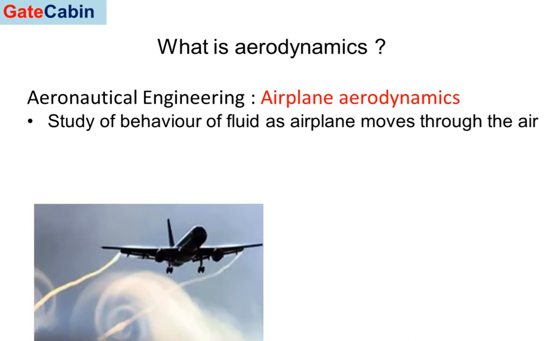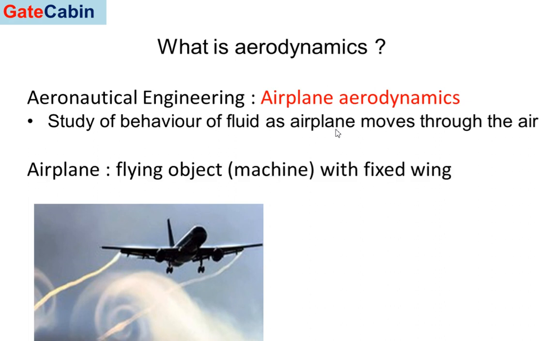Now the second question is, what is an airplane? An airplane is basically any flying object which is moving through the air with a fixed wing. It has a wing which cannot be deformed, distorted, or bent. A wing of such kind is called a fixed wing. The study of the behavior of fluid, or the response of the fluid when a flying object or an airplane moves through the air, is the focus of this engineering discipline.